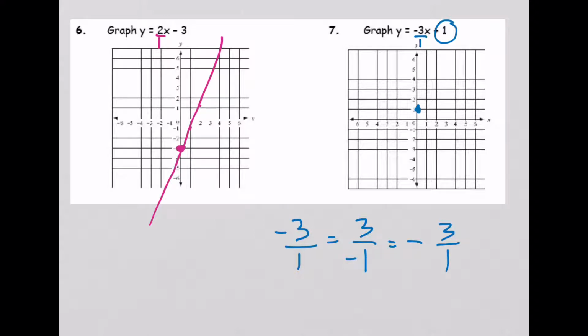You can only put that negative in one place. You choose, kind of like whichever place is the most helpful. So from this point that we have this 1, I could go either down 3, 1, 2, 3, and over 1, or I could have used this fraction and gone up 3 and backwards 1. And that would still give me the same line.